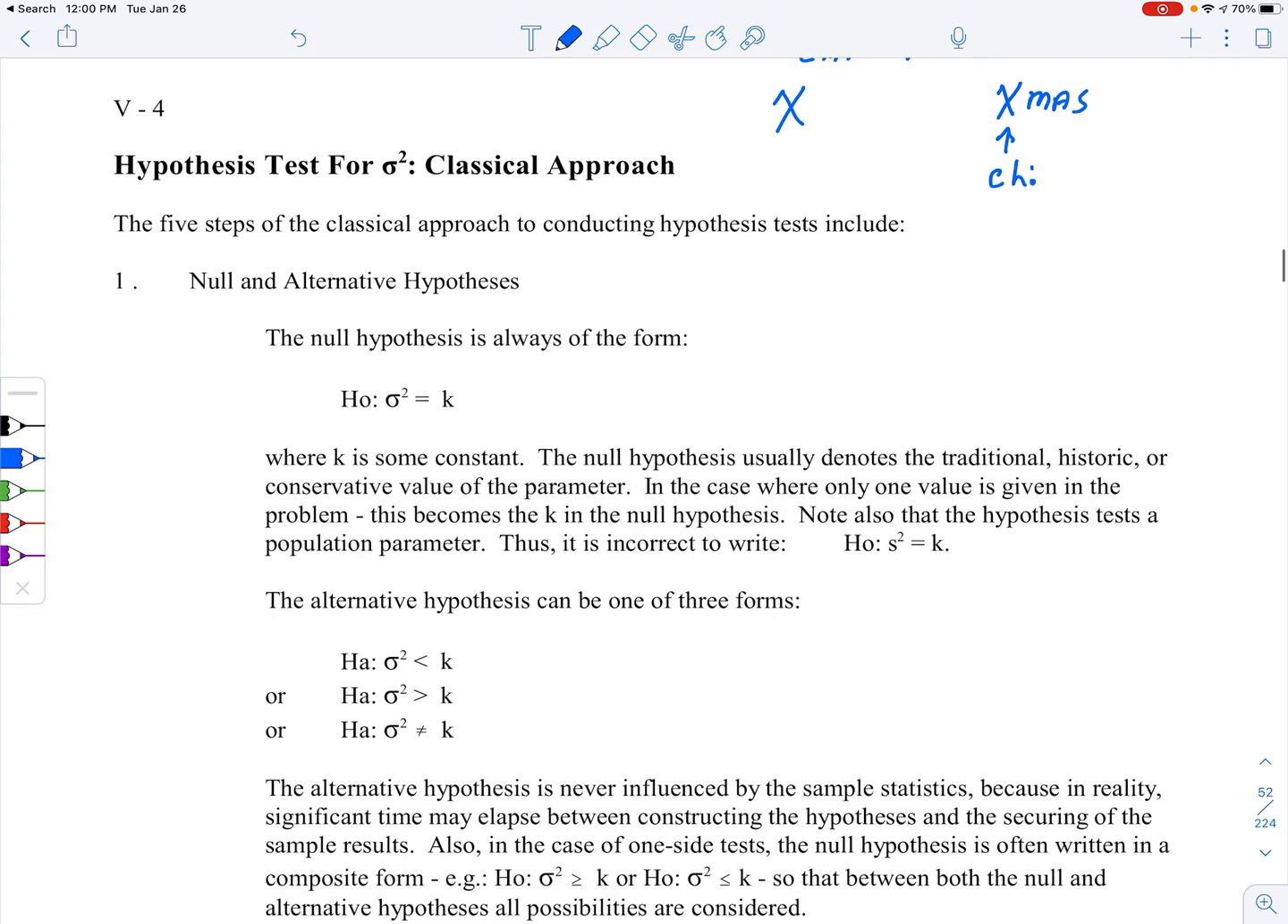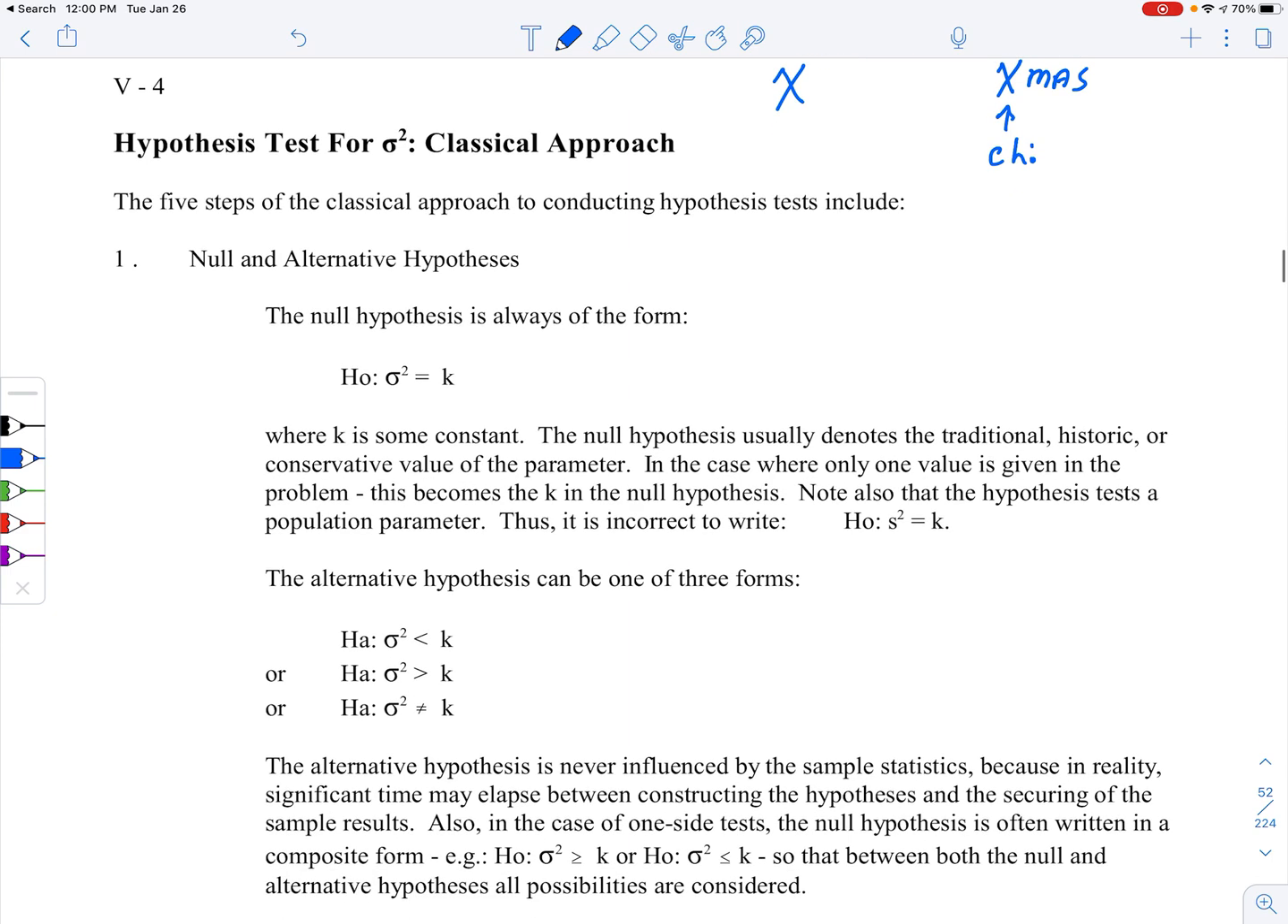Anyways, let's get back here then. We're going to talk about the 5 steps for the classical approach of conducting a hypothesis test. And the thing that you'll notice here is that they're the exact same 5 steps that we used in Unit R when we were testing for means or testing for proportions.